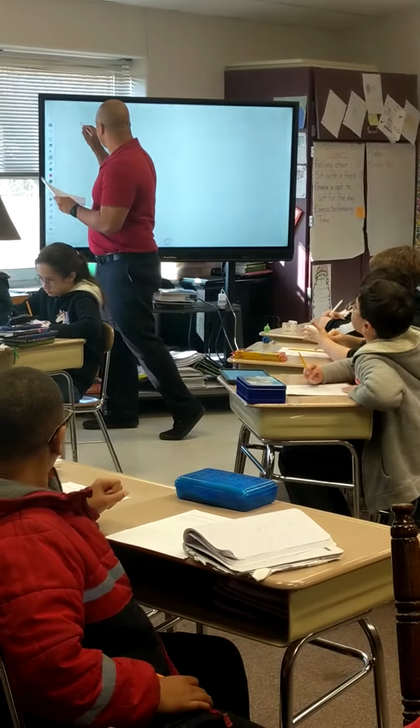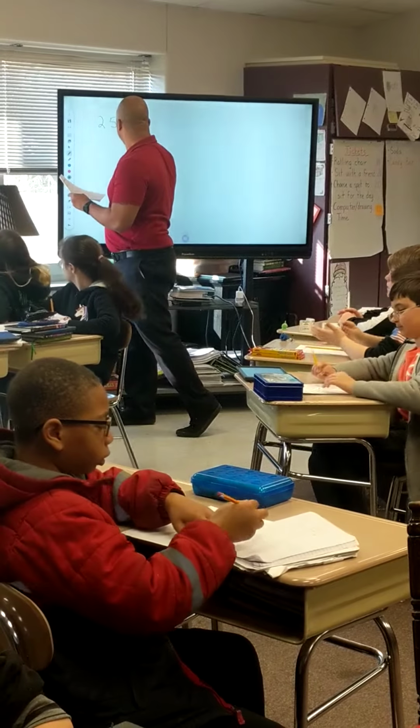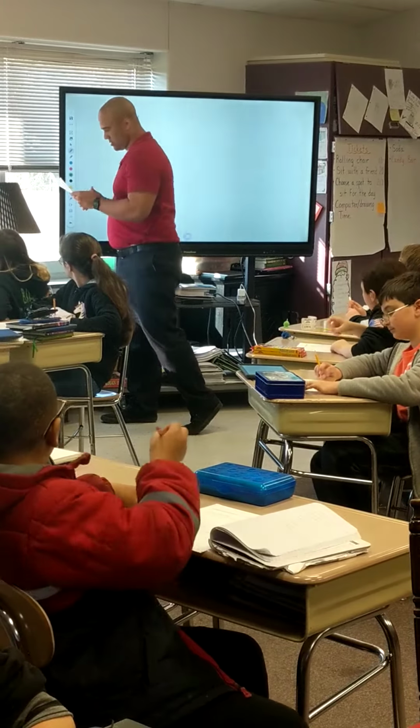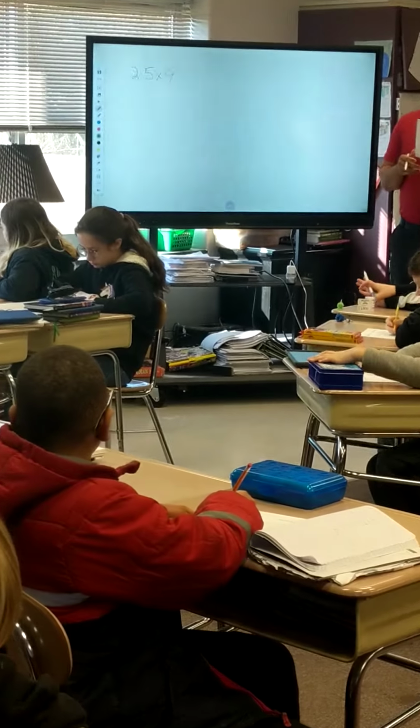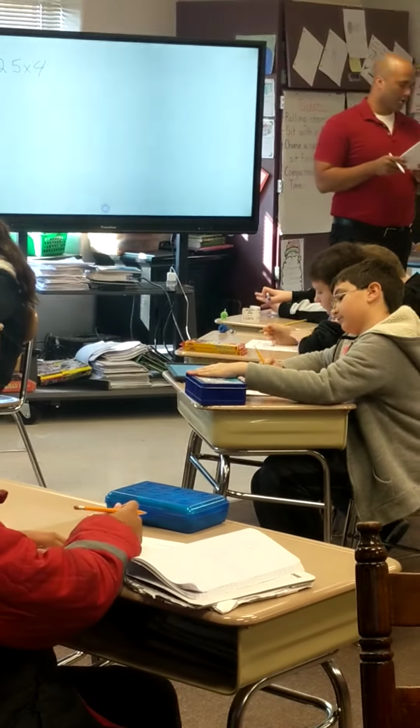So our problem we're looking at is 2.5 times 4. It says explain your reasoning in the spaces below using words or pictures.